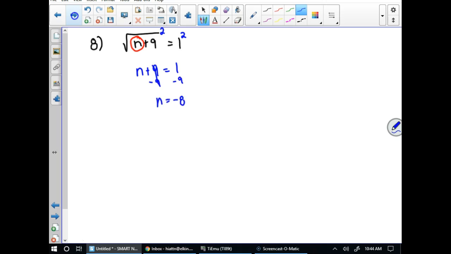Before you circle this answer and decide that it's correct, you do want to check the answer. A lot of times you can check this in your head, and it's fine with me if you do. I don't have to see it written down. I'm just writing it down for the purposes of demonstration here. But you would plug in negative 8 plus 9, which would be the square root of 1, which is 1. So this is the correct answer.